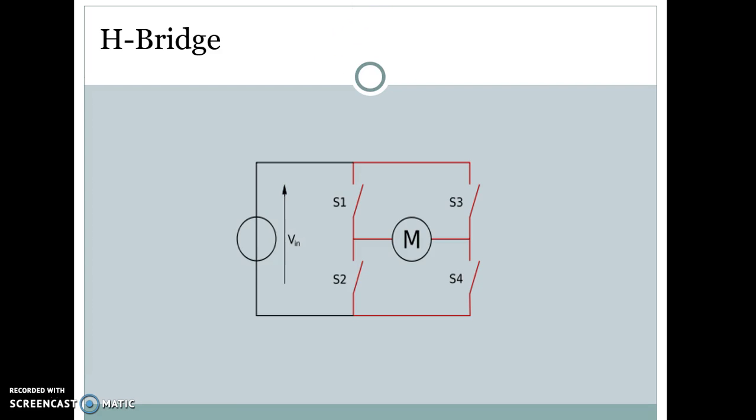Let the current flow from S1 to S4. Then the motor rotates in clockwise direction, and if the current changes its direction to the opposite, then the voltage also reverses and the motor rotates in anti-clockwise direction.